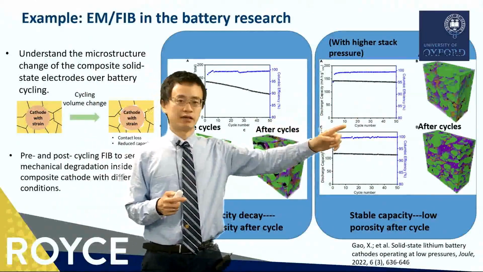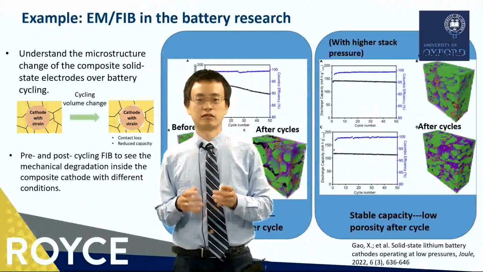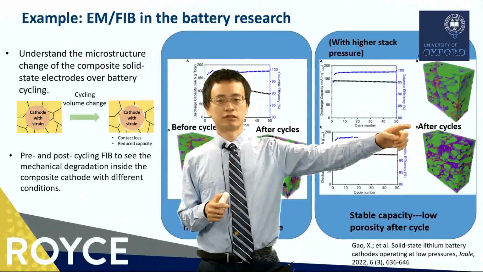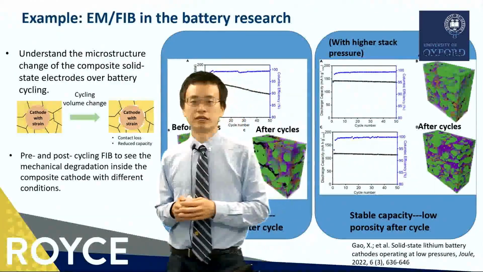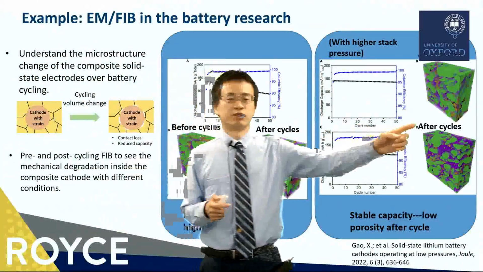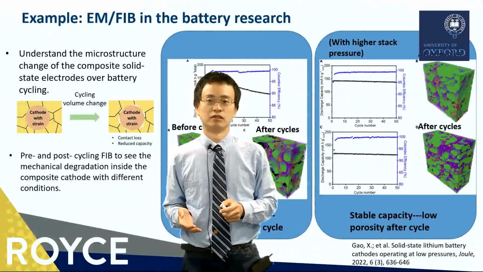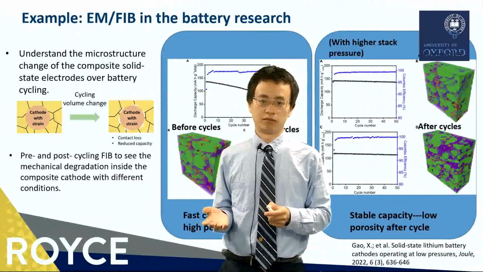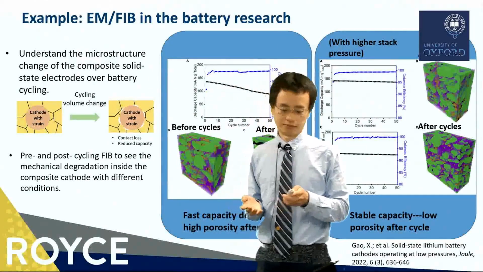And with a higher stack pressure or with a lower voltage window of the cell, we can get a much more stable capacities inside the cell. And after cycling, we also test the FIB-SEM 3D reconstruction to see the morphology change. Here we can see, if we compare with the left side, we can see with the stable capacity, the morphology is much more stable and there is not much empty space generated. So this work used the SEM to test the morphology change over a battery cycles and correlate it with the capacity stability.